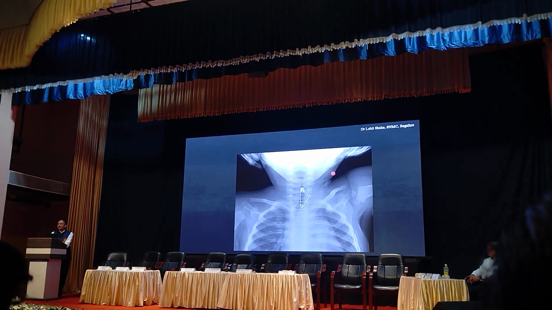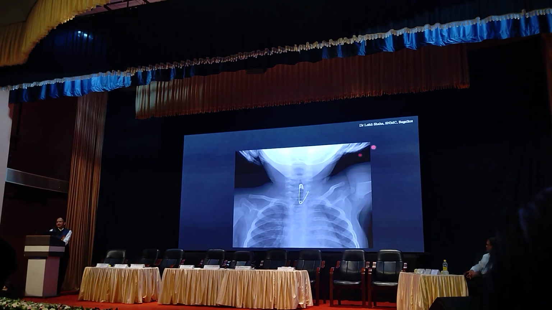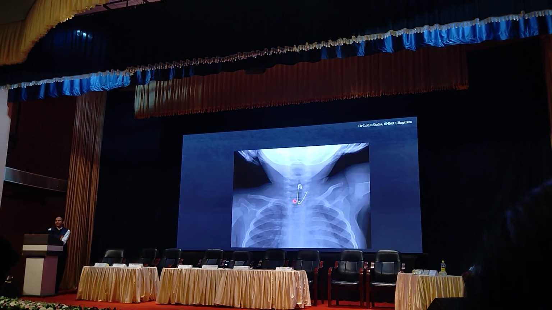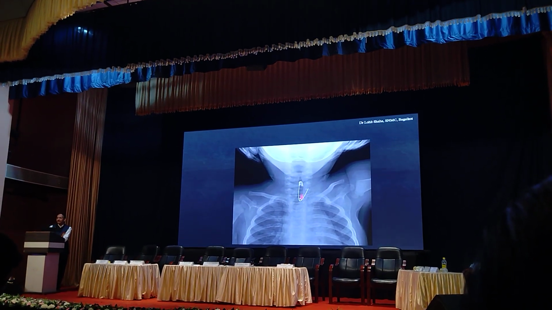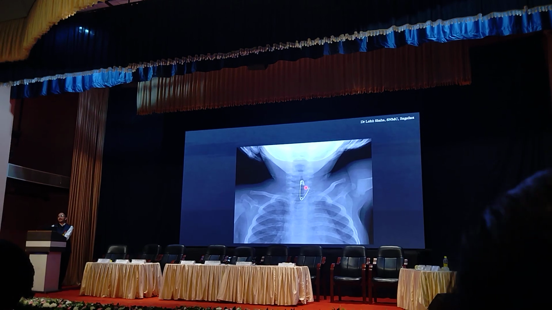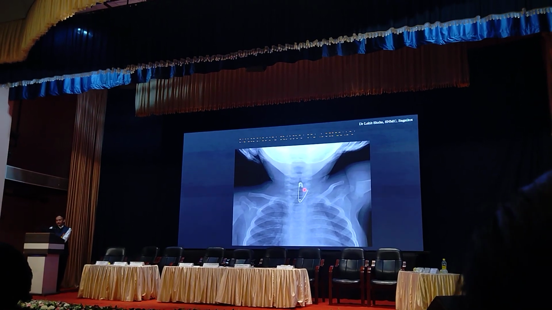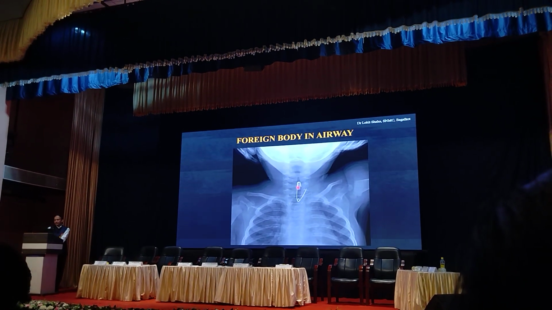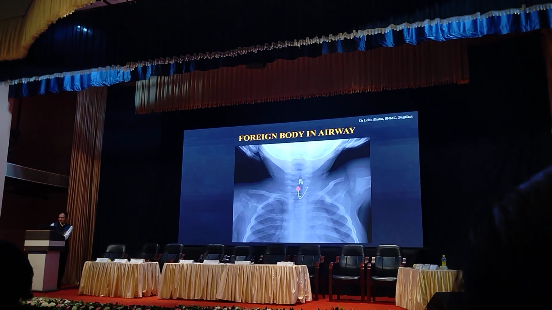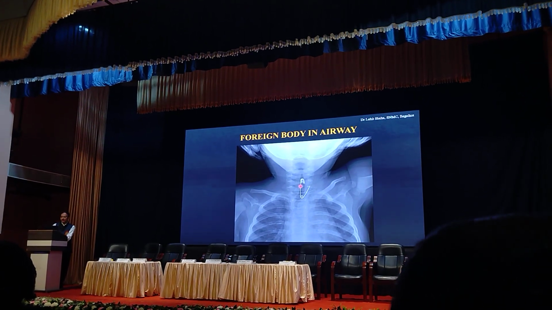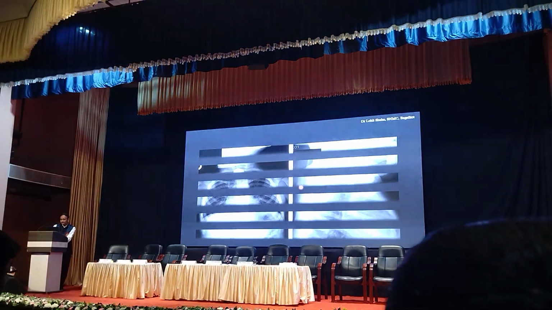So this one is a special X-ray. Yes, a safety pin. It is in the airway. So that also we can find in the X-ray. So always we have to keep these things away from the kids, because nowadays kids are very smart. They want to taste everything.